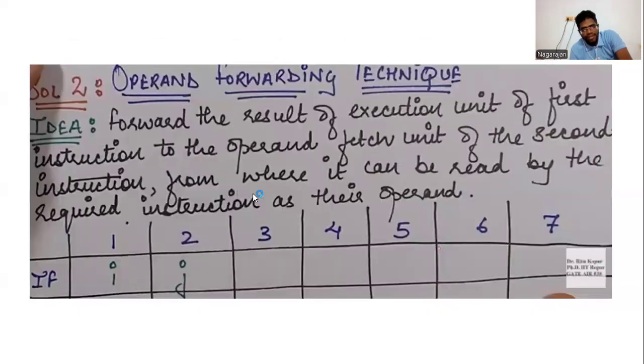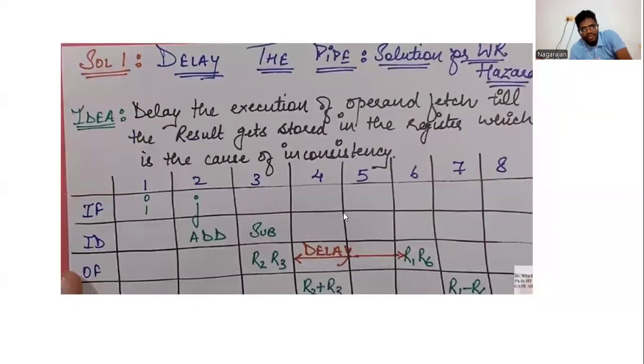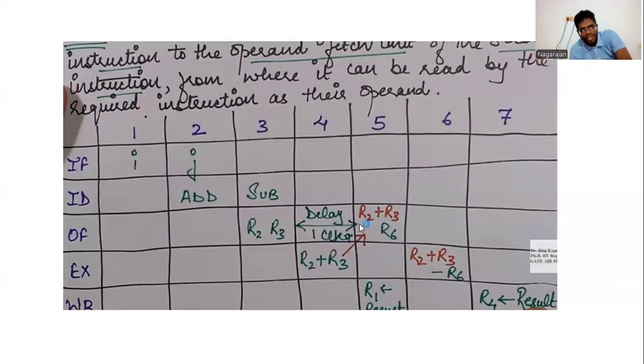Remember, in the earlier concept we made a two-clock delay, but here only one. Here we are just forwarding: R2 plus R3 is added and the result is stored in R1. Then, at last, the content of R6 is deducted from R1, and the result is stored in R4. Like that, we can find the solution for data hazards.